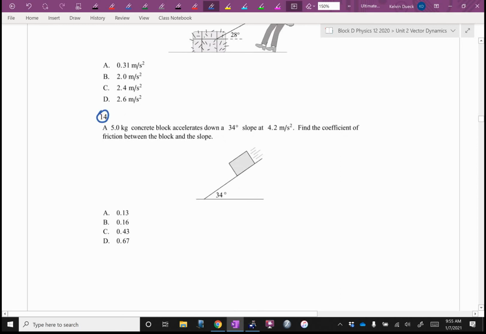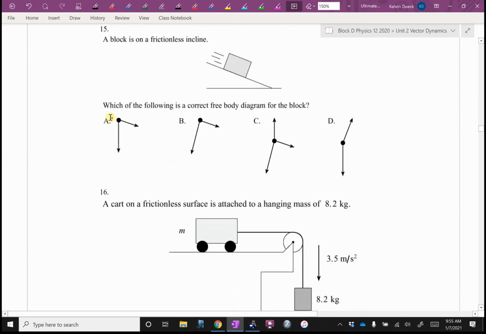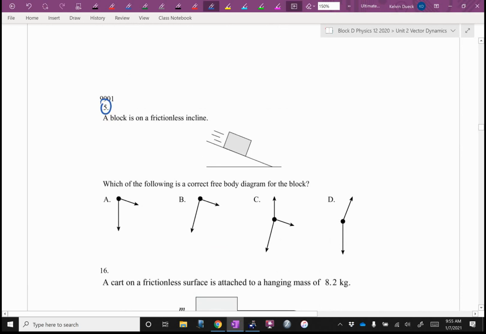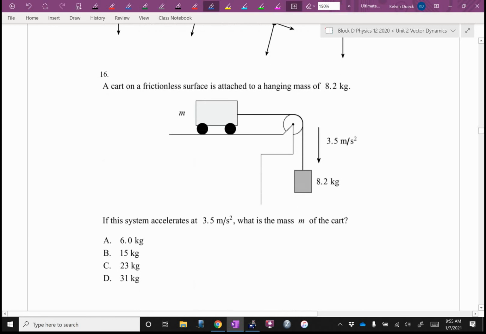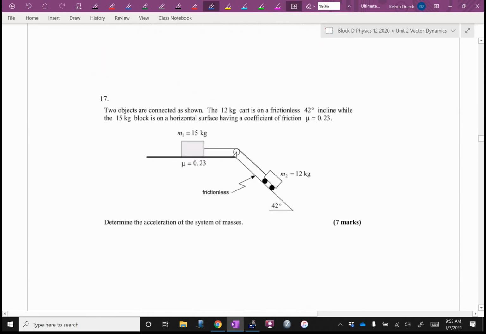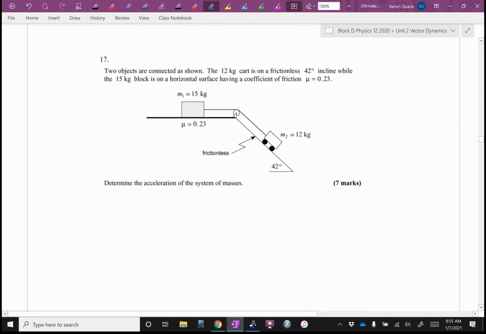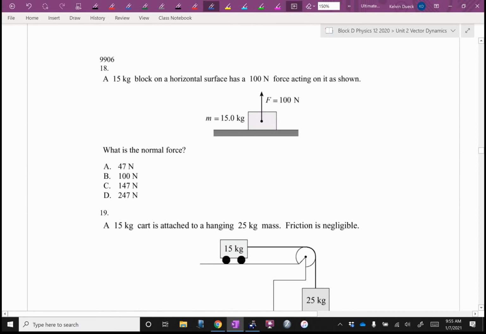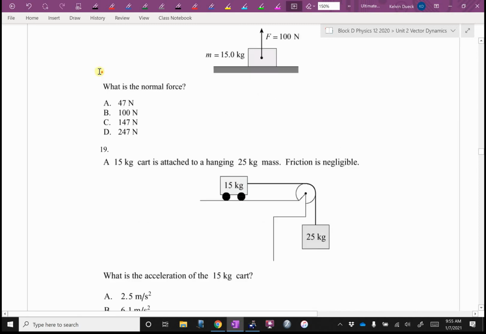14, there. This is a good example of where I might ask you to find a coefficient of friction. It's on a ramp. So 14 is good. 15 is just good conceptual, understanding free body diagrams. Another missing mass, 16. 17 is good. 18 is good because the normal force isn't mg, and you're noticing this year more and more the normal force is not mg.